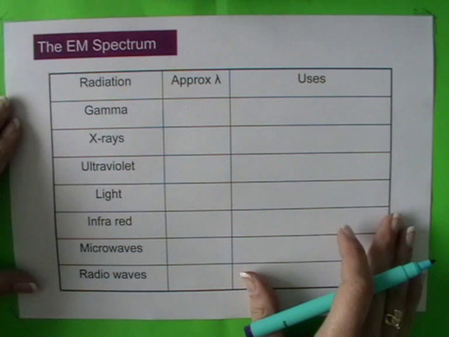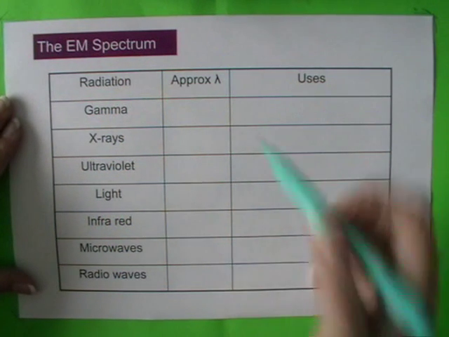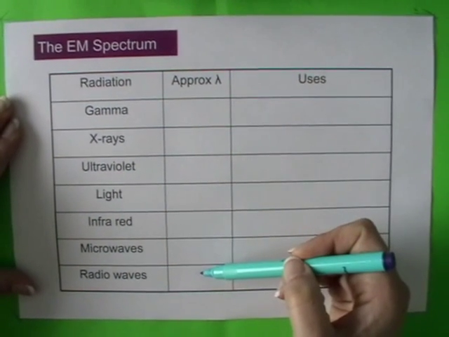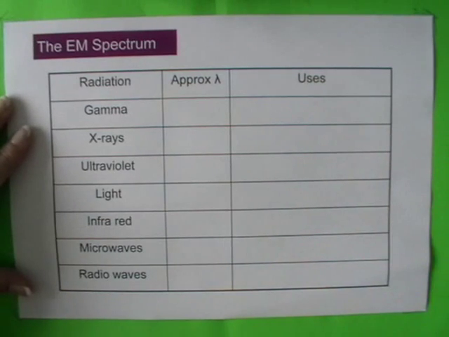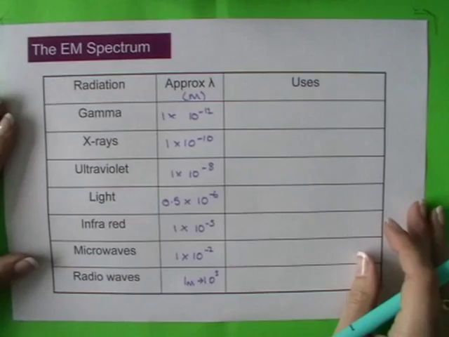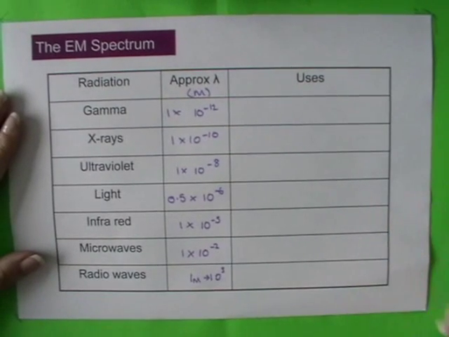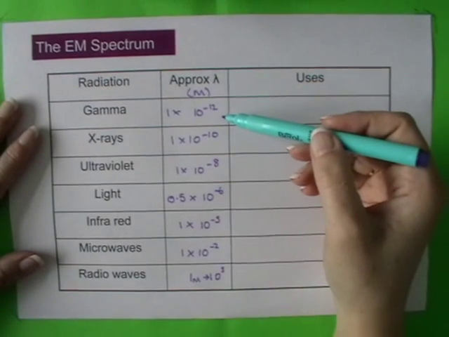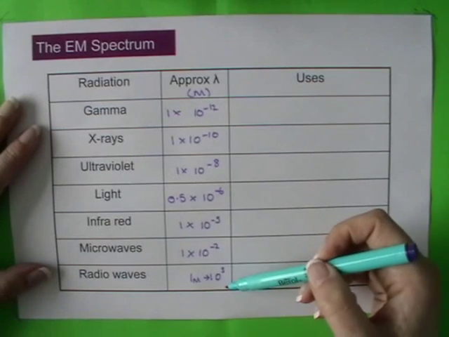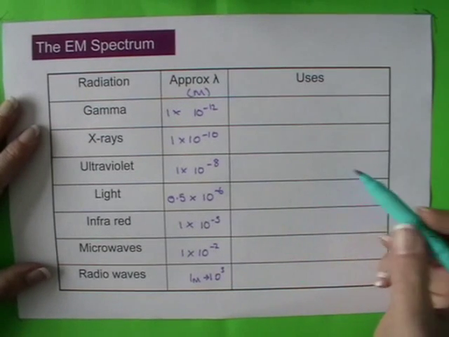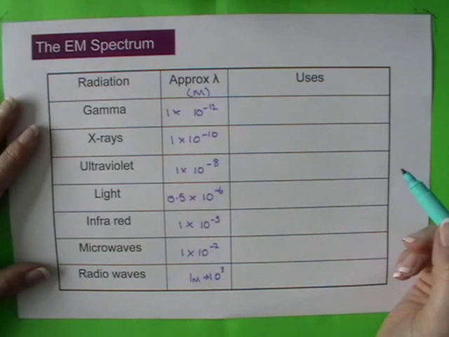Now I want you to pause the video cast again and predict what the approximate wavelengths will be and some of the uses. Okay, so the range of wavelengths then initially. They range from 1 by 10 to the minus 12 metres for gamma rays, right up to a metre or a kilometre for the radio waves.